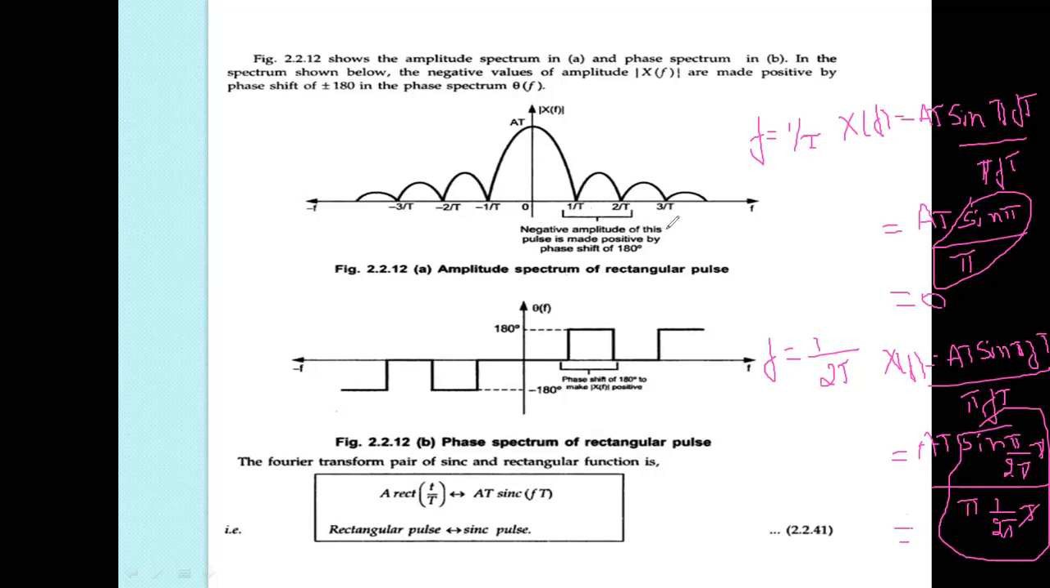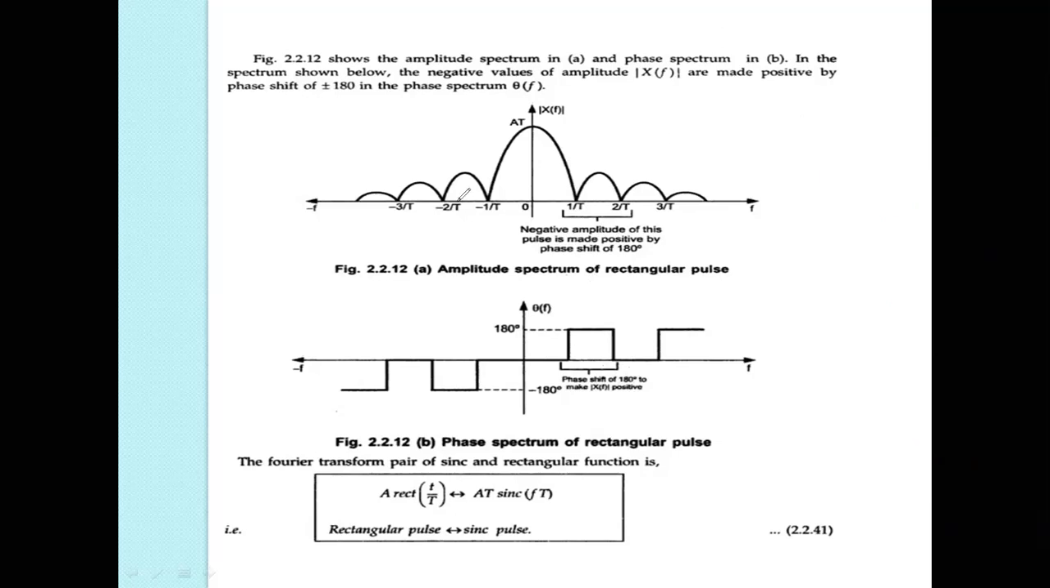The negative amplitudes of this pulse are made positive by the phase shift of 180 degrees here. The phase shift of 180 degrees makes the magnitude of X(f) positive. Following, my dear students, it repeats and goes on decreasing.